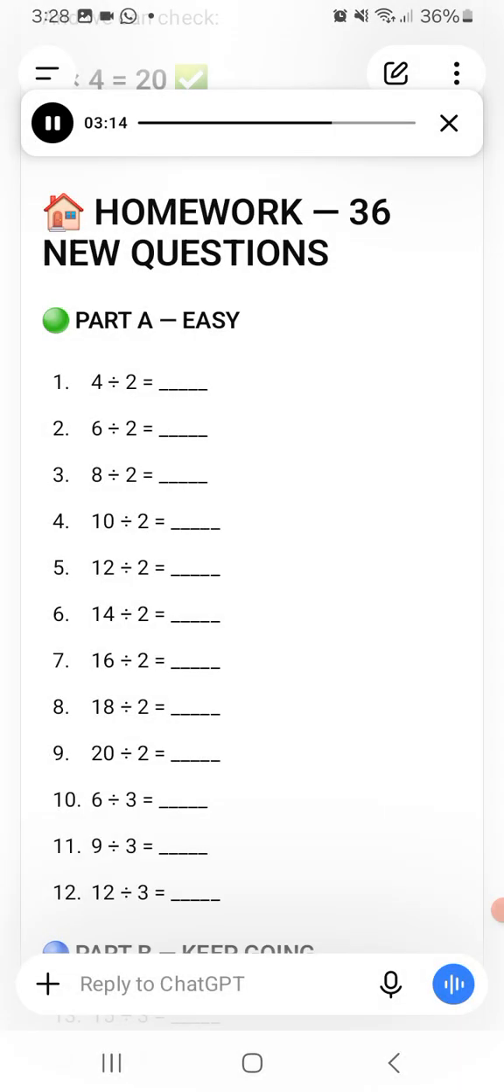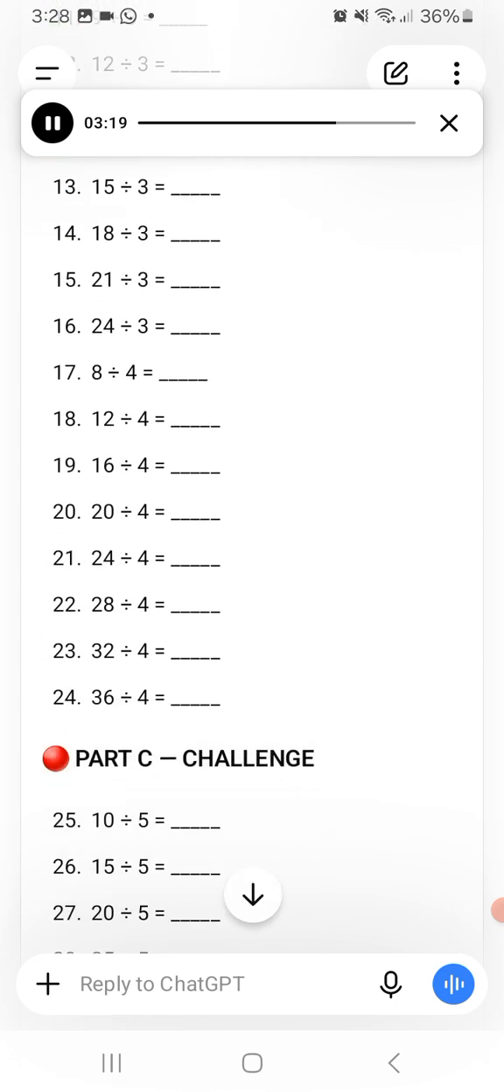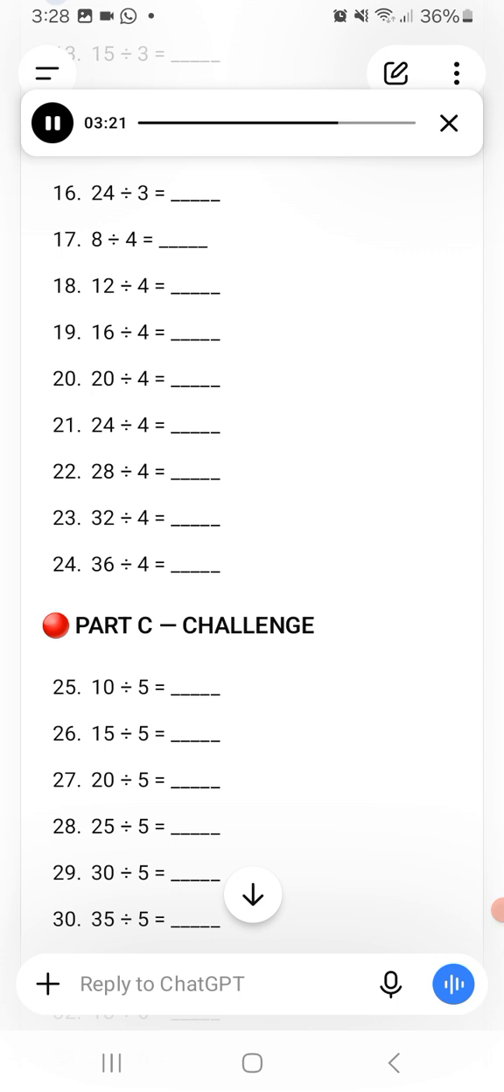17, 8 ÷ 4. 18, 12 ÷ 4. 19, 16 ÷ 4. 20, 20 ÷ 4. 21, 24 ÷ 4. 22, 28 ÷ 4. 23, 32 ÷ 4. 24, 36 ÷ 4.